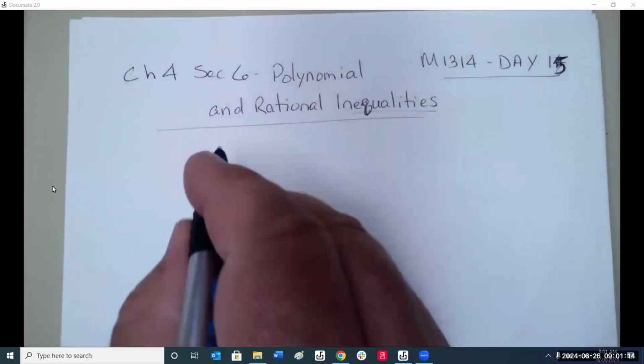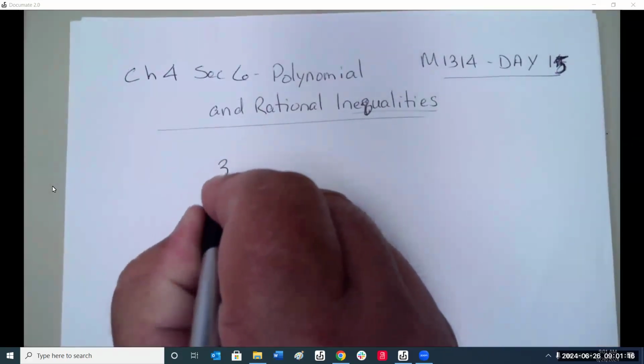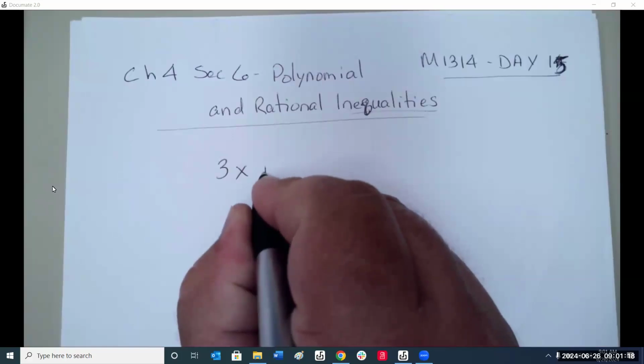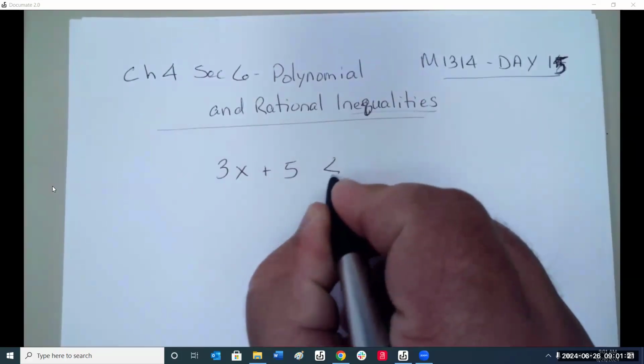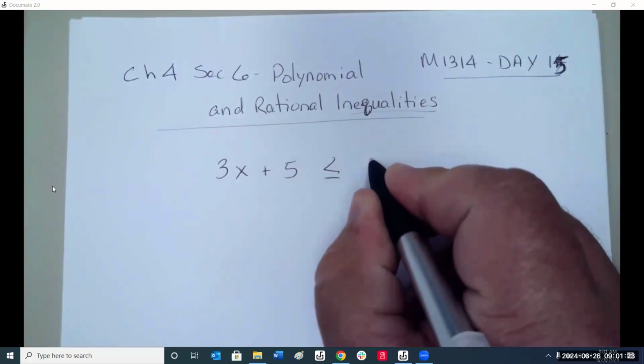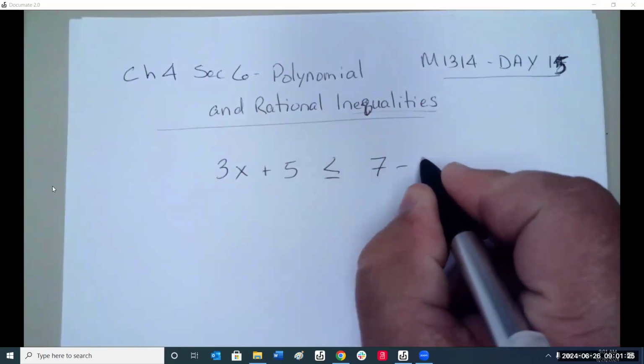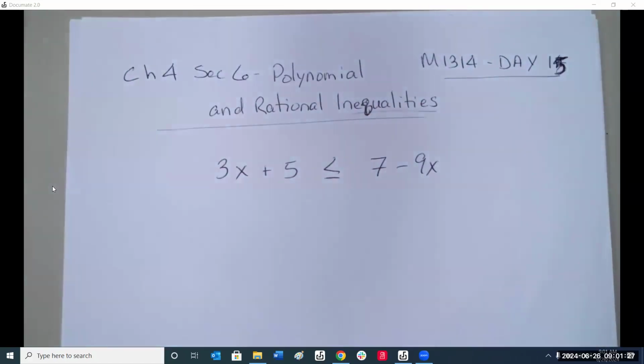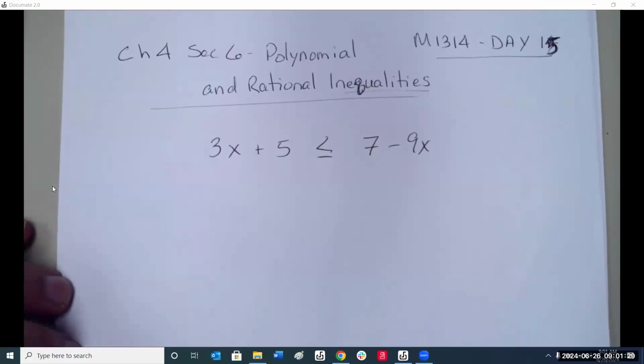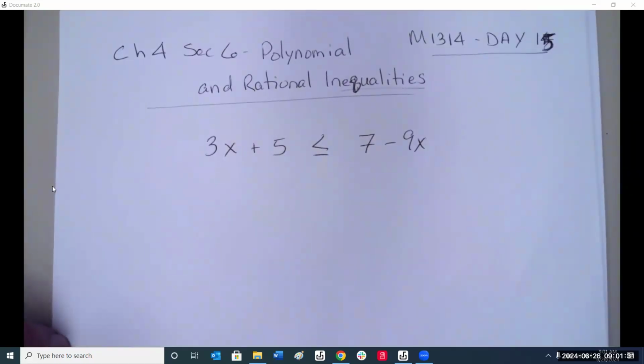This is where we left off last time. We're doing polynomial and rational inequalities. We've talked about inequalities before. For example, 3x plus 5 is less than or equal to 7 minus 9x. And we were asked to solve those and put it into the other two notations.